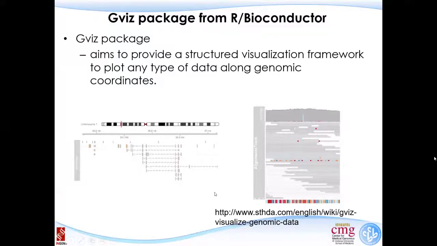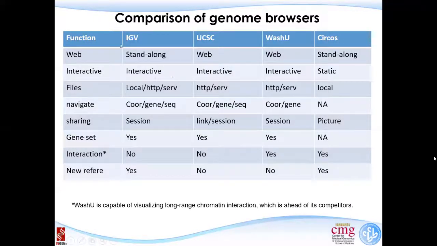And here's a comparison of genome browsers. IGV is the standalone one. UCSC is web-based, and Circos is standalone, but Circos generates only static figures. You cannot do interactive work. IGV can handle local files. If you have a BAM file or another file on your computer, you can just use IGV. But the figure generated is not so beautiful. UCSC is very powerful. It has a lot of annotation, and you can generate very beautiful figures. Circos, yes, you can generate a very beautiful figure, and everything is local. But Circos is not interactive.